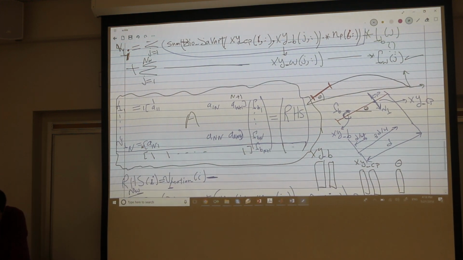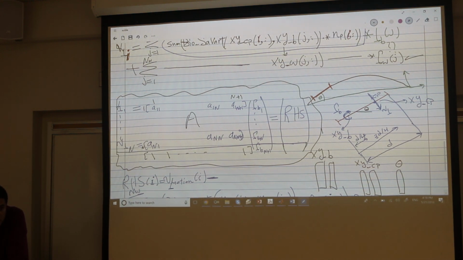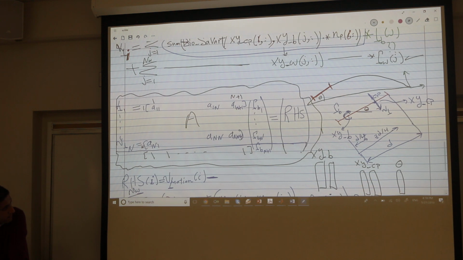So what should be here? Can you suggest? This is easy. What should be here?